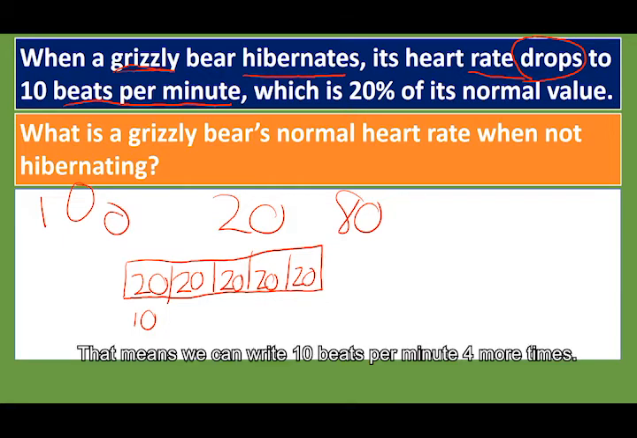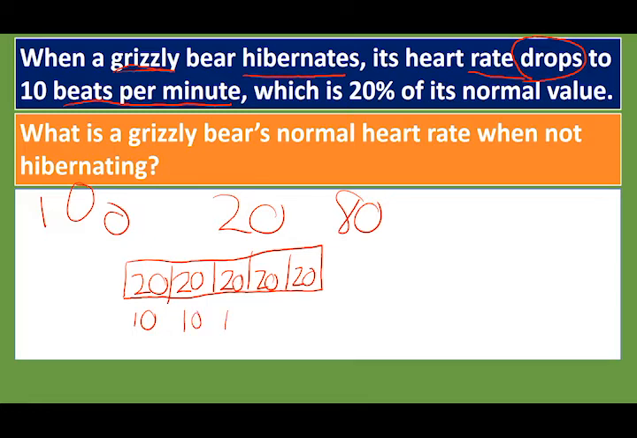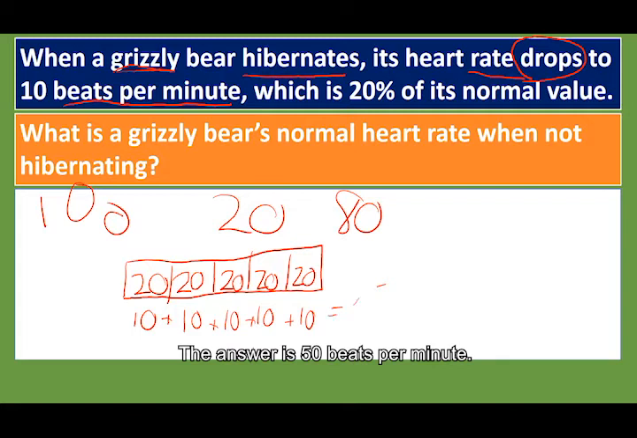That means we can write 10 beats per minute 4 more times. Let's add the beats per minute together to find the normal heart rate. The answer is 50 beats per minute. Easy, right? Good job.